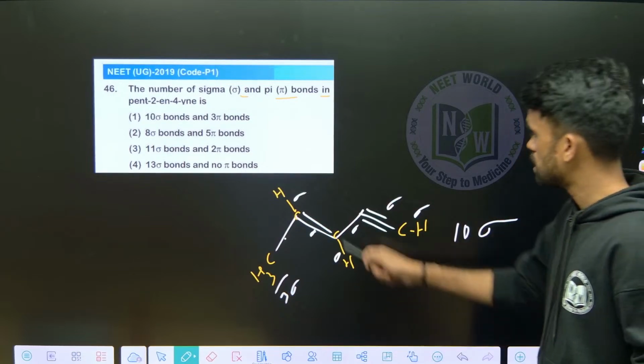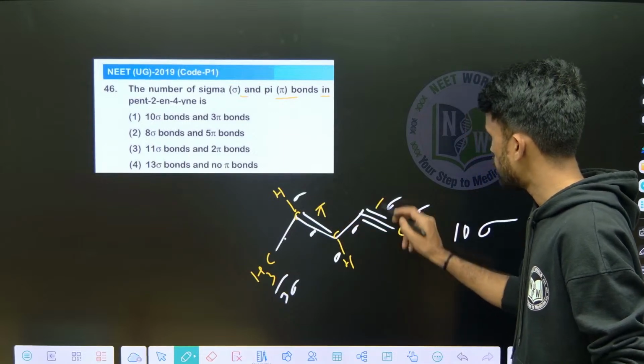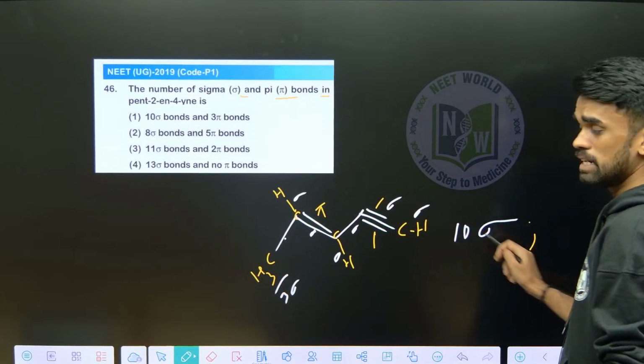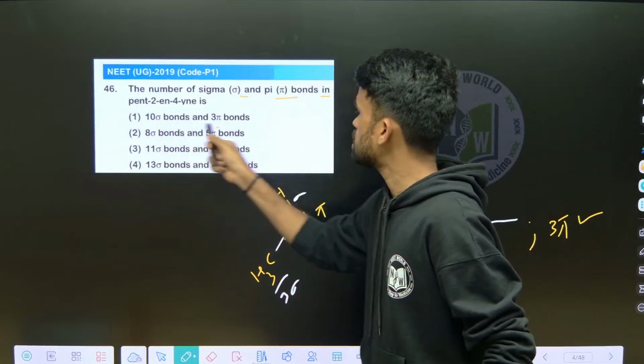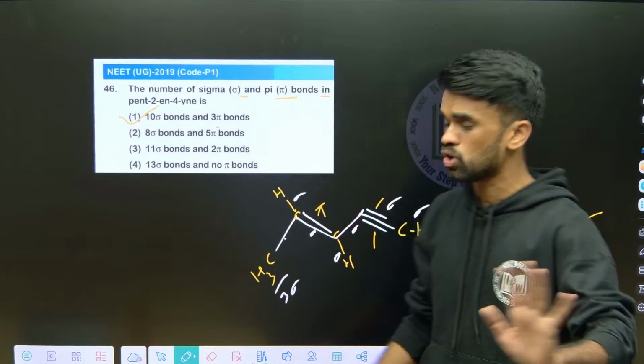Now how many pi bonds? This is 1 pi, this is the second one, this is the third one. So total 10 sigma and 3 pi bonds are there. So the first option is correct. I hope it is clear, there is no confusion here, right?